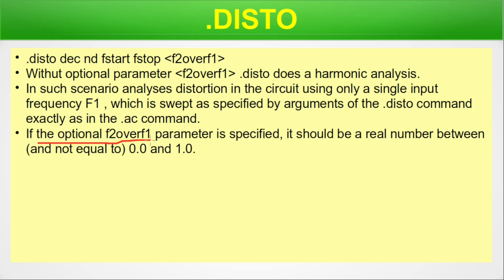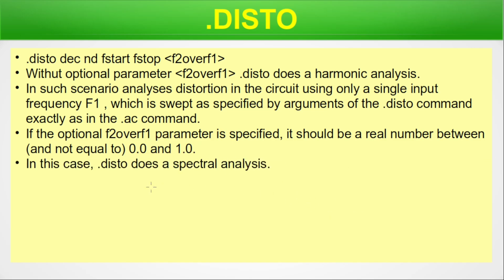If the optional F2 over F1 parameter is specified, it should be a real number between, and not equal to, 0.0 and 1.0. So basically this is the range of this parameter. In this case, the distortion does a spectral analysis. That means without the F2 over F1, it does harmonic analysis, and with the F2 over F1 parameter within this expected range, it does the spectral analysis. So these two types of analysis we can perform with and without the F2 over F1 parameter.